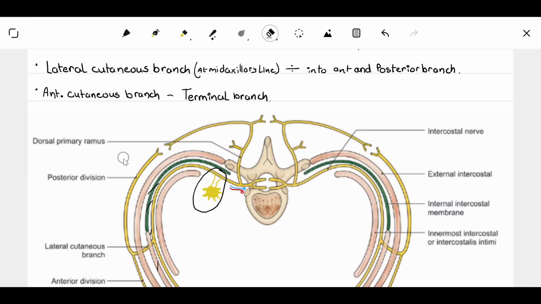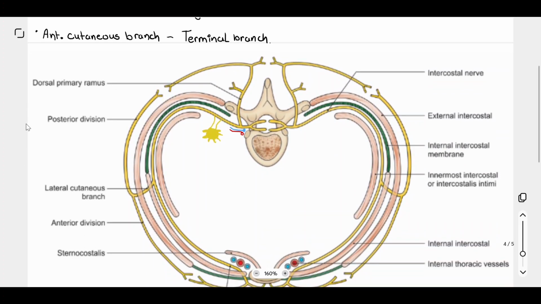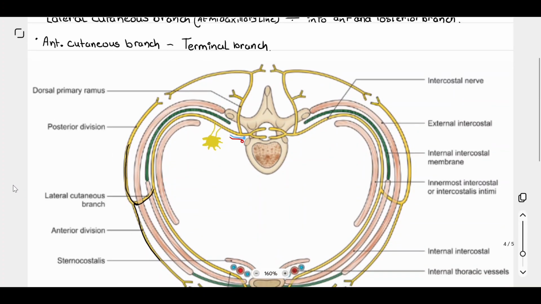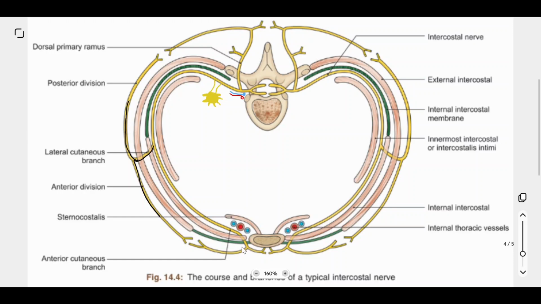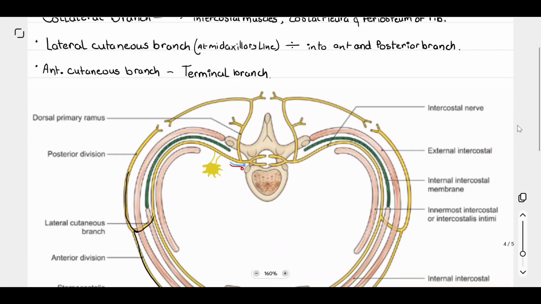Clearing away my ink for you. This is our lateral cutaneous branch, which further divided into posterior division, and this is our anterior division. And lastly, I have the anterior cutaneous branch. This is our anterior cutaneous branch, as I have already told you, which further divided into medial and lateral. This is our lateral branch and this is our medial branch. So these were the main branches of a typical intercostal nerve.